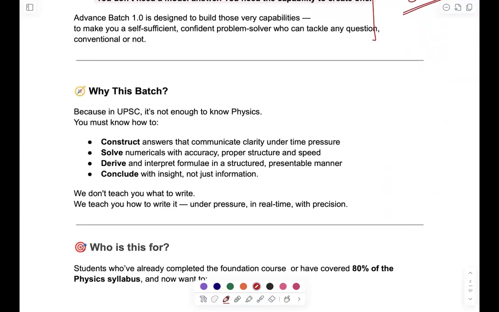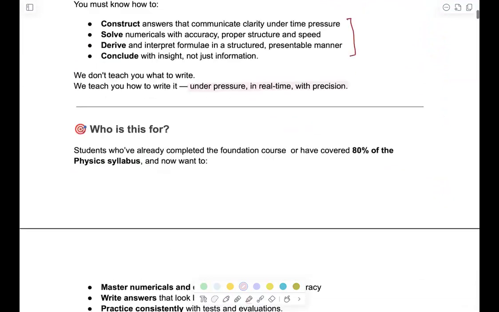Why this batch? Read this yourself. Basically, we don't teach you what to write, we teach you how to write, and this is important: under pressure and in real time, with precision. I will tell you how I have incorporated LAWNS with this batch, so that you will feel the pressure every week, right? You will feel the real-time pressure, real-time competition with your batchmates and all those things, right? Now, this is very important.